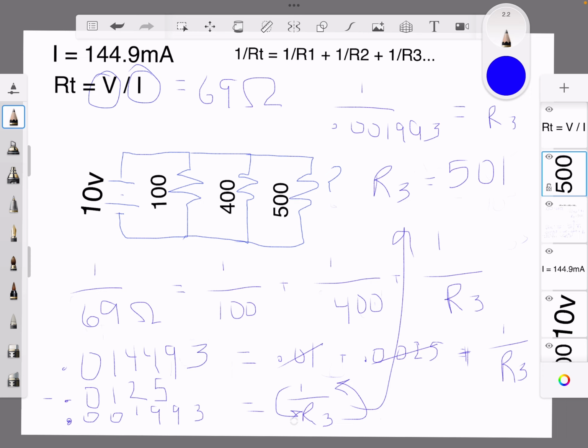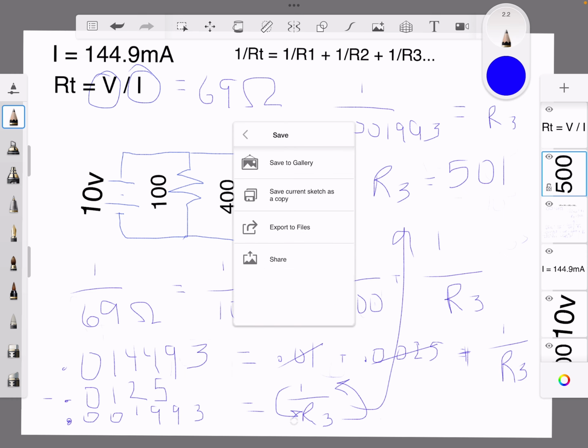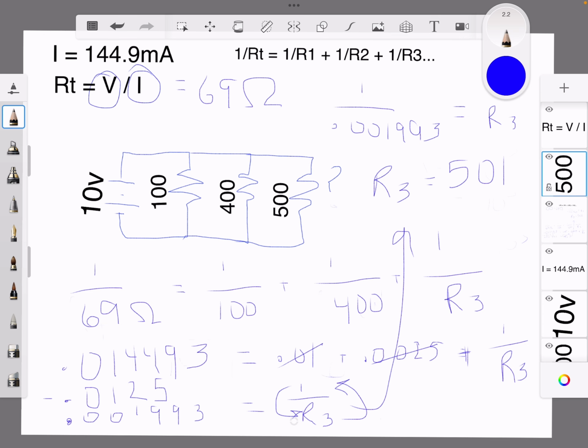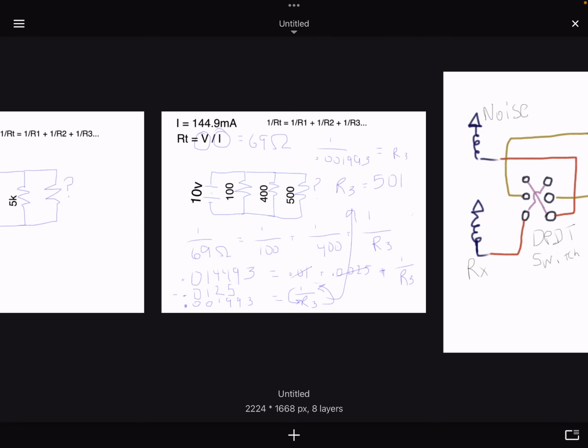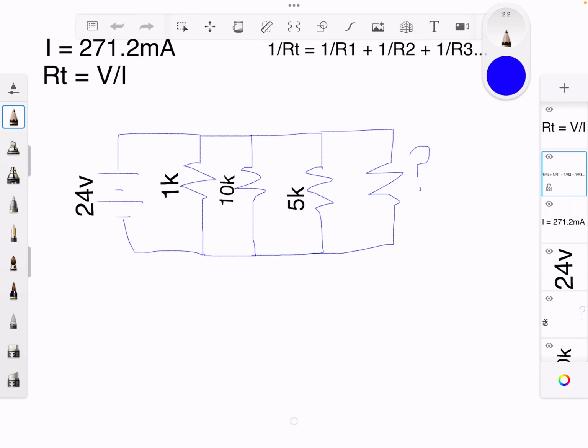Okay, so let's do one more, a little bit more difficult. Let's go ahead and save all this wonderful work that we just did, and let's go to the gallery and pull up a more difficult problem. Definitely don't have enough room to work this one out completely. Okay, so what do we do first?